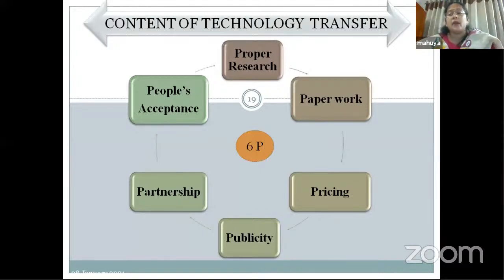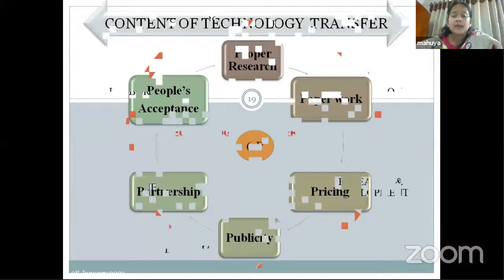What is the 6P? Proper research, proper paperwork, proper pricing, proper publicity, proper partnership, proper people's acceptance. I have added 1P to this. What is that? Protection. That means intellectual property rights protection. All of us have intellectual property. However, we don't know that we have intellectual property. That is the main problem with our system.